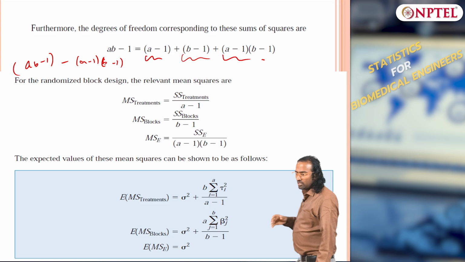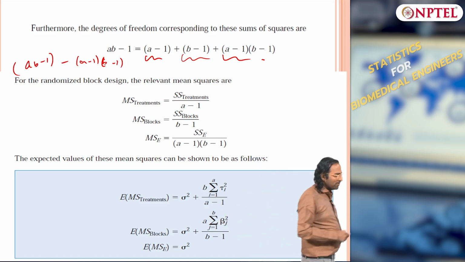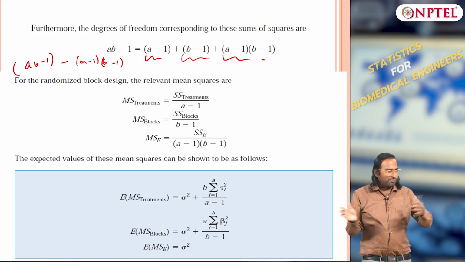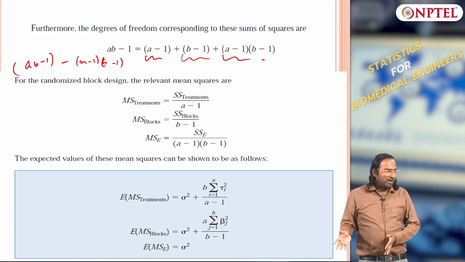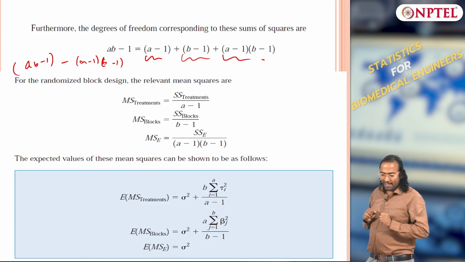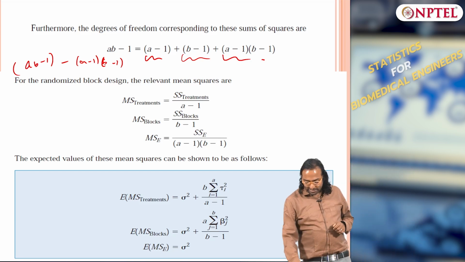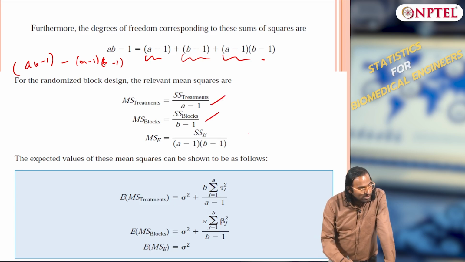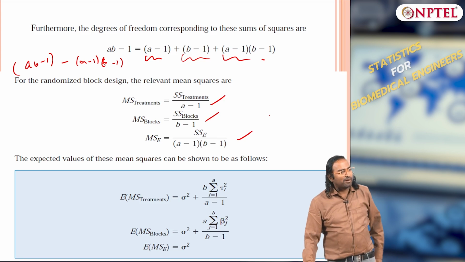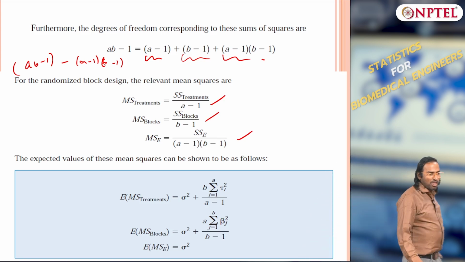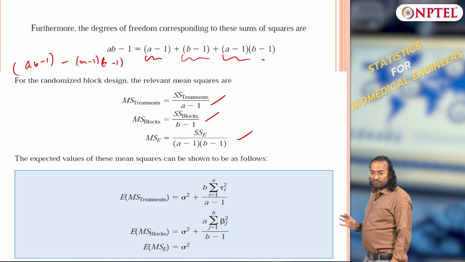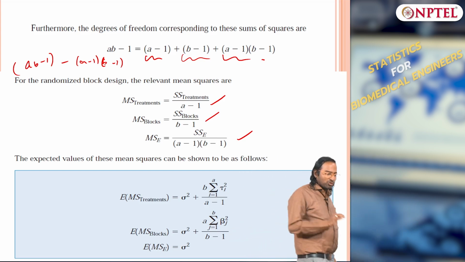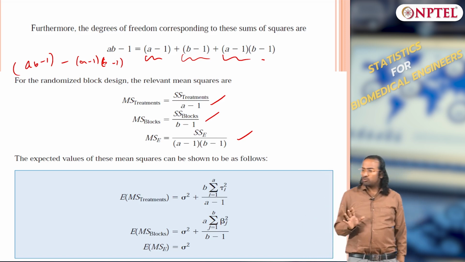So you have AB minus 1 as the sum square total degrees of freedom, sum square treatment is A minus 1, sum square block is B minus 1, and if you add them up, it should come to the sum squared error degrees of freedom. So that is what we do. Then we have mean squares. Mean square treatment is sum square treatment by A minus 1, blocks is by B minus 1, error is divided by (A minus 1) into (B minus 1), just like ANOVA. So far so good. This is your mean square treatment, mean square blocks and mean square error.